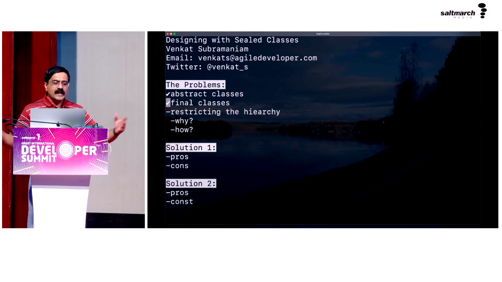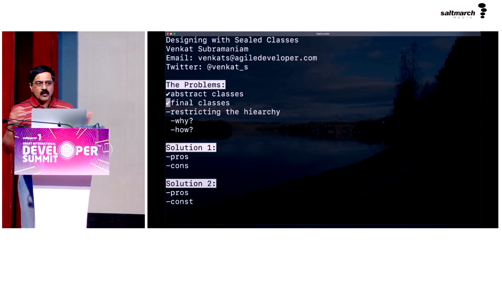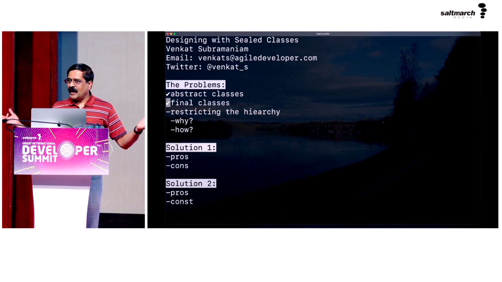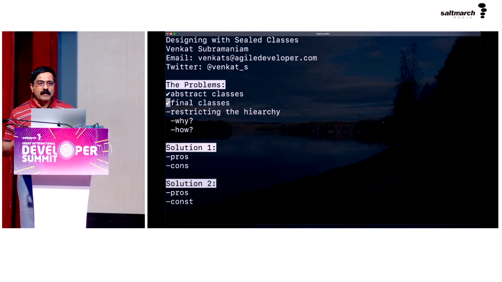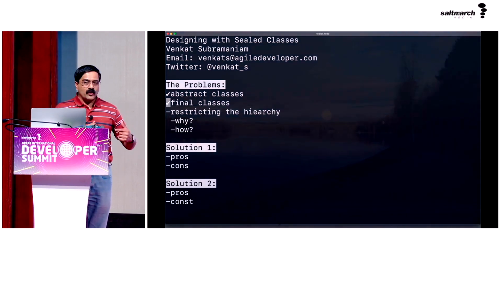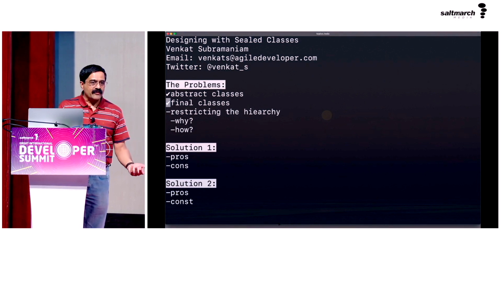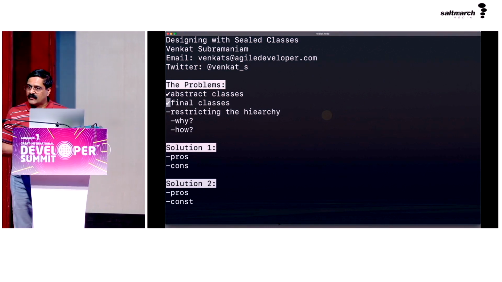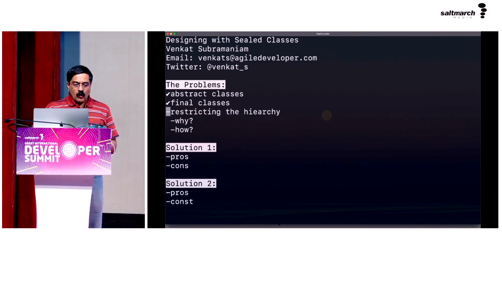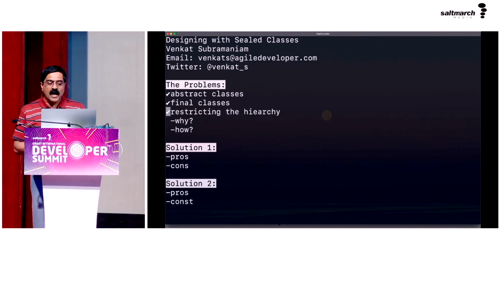Now, while that is really great, there are times when we want something a little bit in between. And what we mean by in between is, I want to have a class or an interface from which I want to inherit, but I want to restrict who can inherit from it and who cannot inherit from it. So this is where we probably want to restrict the hierarchy.